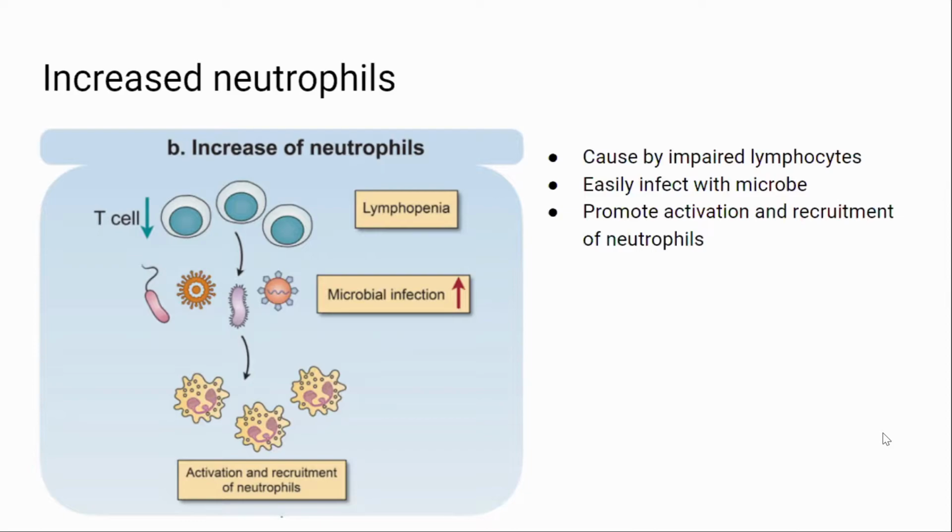So after that, if you get that infection, the first immune response is to upregulate the neutrophil to cope with that infection or to kill that infection. So that is why the number of neutrophil is high.